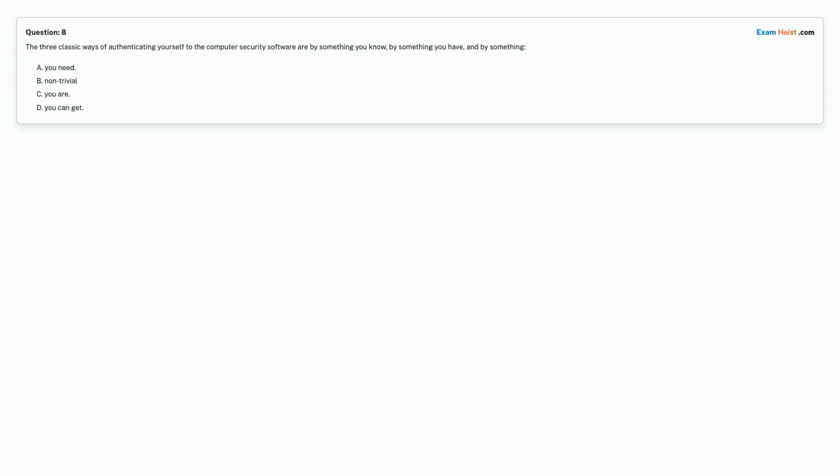Question 8. The three classic ways of authenticating yourself to the computer security software are by something you know, by something you have, and by something: Option A. You need. Option B. Non-trivial. Option C. You are. Option D. You can get. Choose the correct answer.